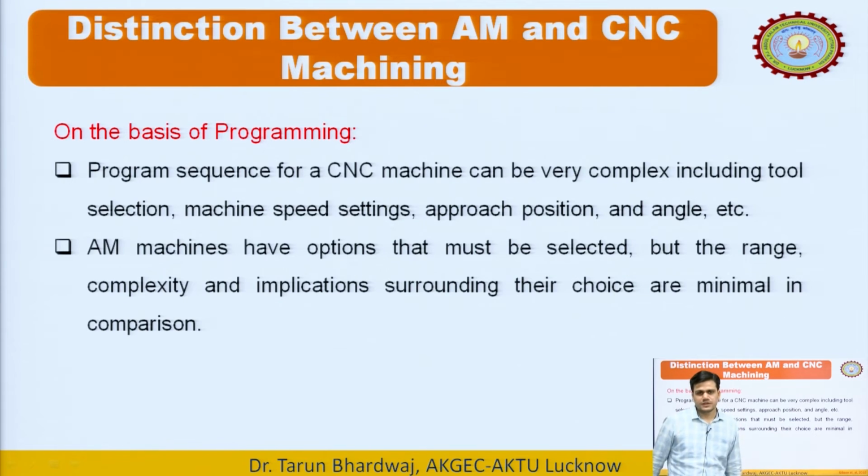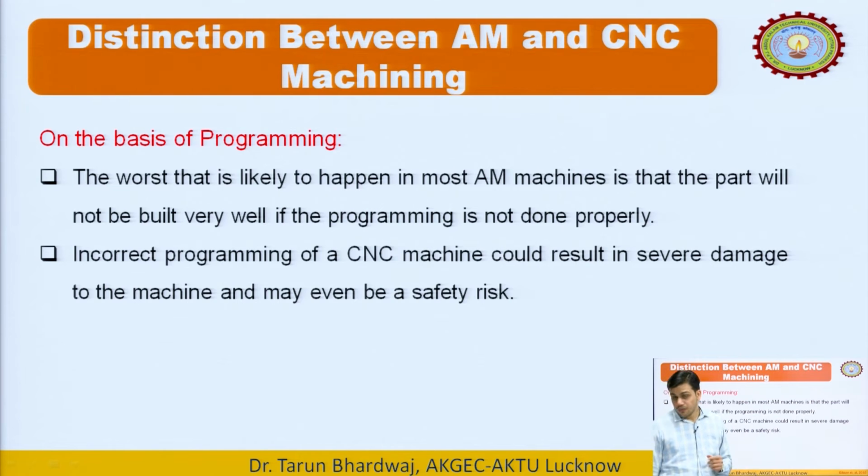Now, if you compare it on the basis of the programming, the program sequence for a CNC machine can be very complex, including the tool selection, machine speed setting, approach position and angle, etc. Okay, AM machines have an option that must be selected, but the range, complexity and the implications surrounding their choice are minimal in comparison. So this is basically the difference on the basis of the programming. Now, the worst that can happen in most AM machines is that the part will not be built very well if the programming is not done properly.